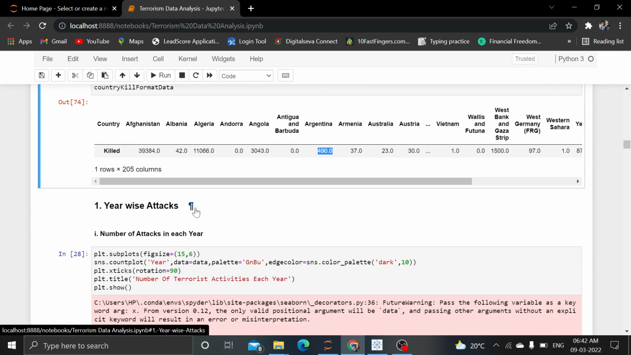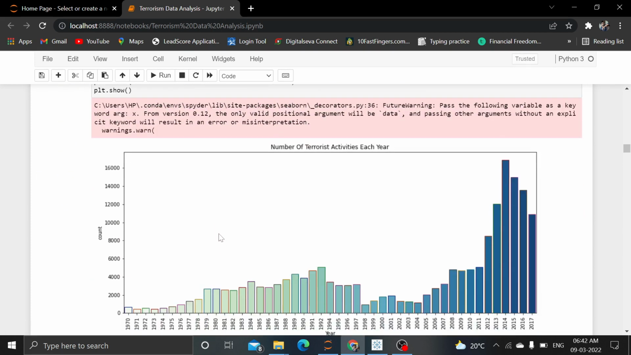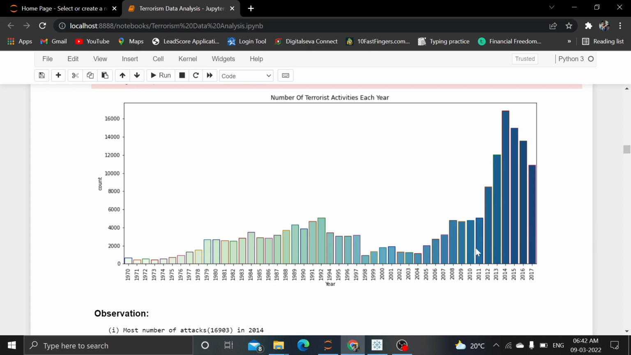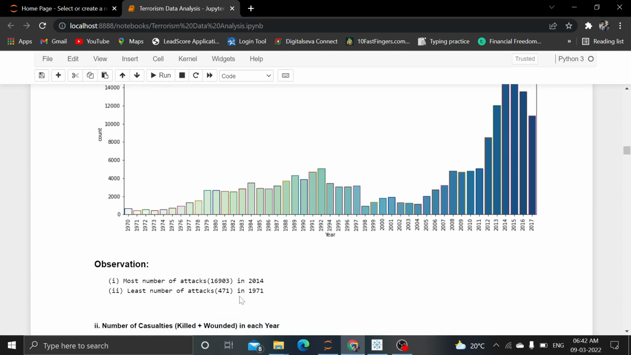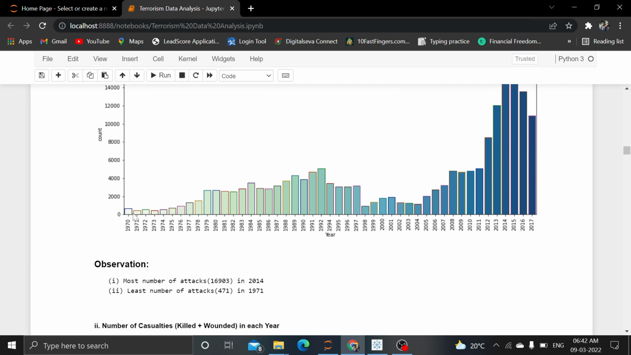now we come to the analysis part, or graphical part. This chart tells us about the number of terrorist activities in each year. We can see that in the year 2014 the most terrorist activity happened, like 16903 terrorist activities happened in this year, and the least number of activities happened in 1971, only 471 activities.